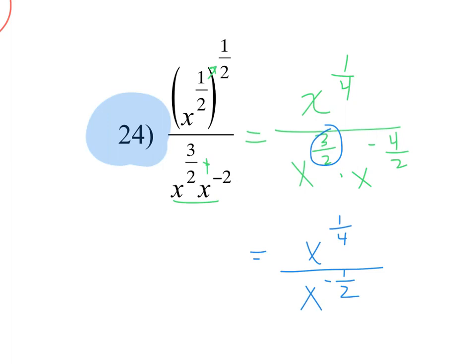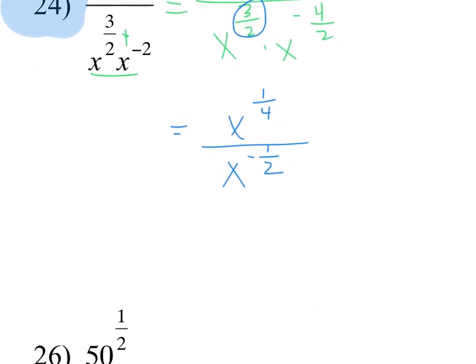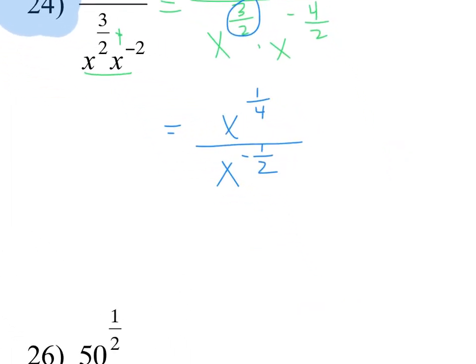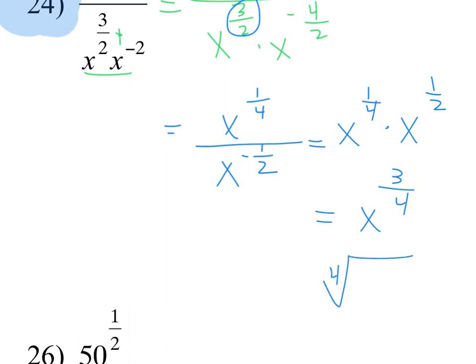Now I don't like my negative exponent, so let's move that up to the numerator. So this is the same as x to the 1/4 times x to the 1/2. And when I add those together, I should get x to the 3/4. And in radical form, that is the 4th root of x cubed. And I'm done.